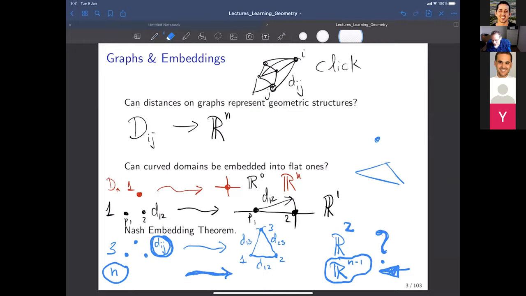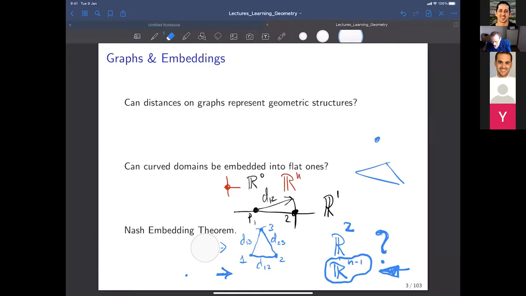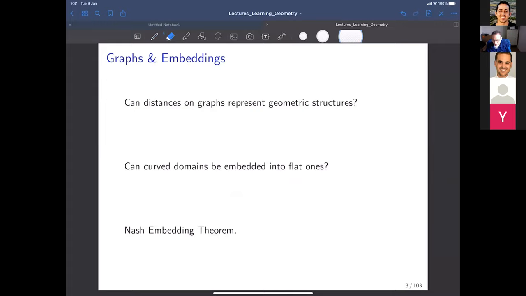So now I deliberately stopped at 4 points. Why? Because there are very simple examples that would prohibit the embedding of 4 points into, in fact, any finite dimensional space. So let's take 4 points that would go like that. The distance between point one and point two would be one. The distance between point two and point three would be one. And the distance between point two and point four would be one. And the distance between point one and point four would be two. So it would be a distance on a graph.